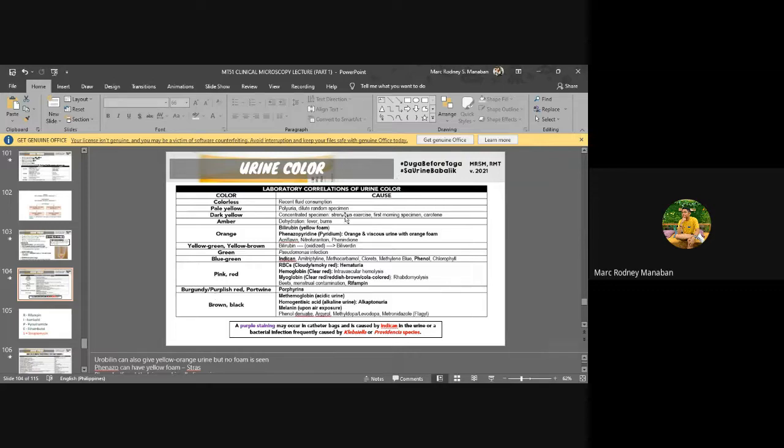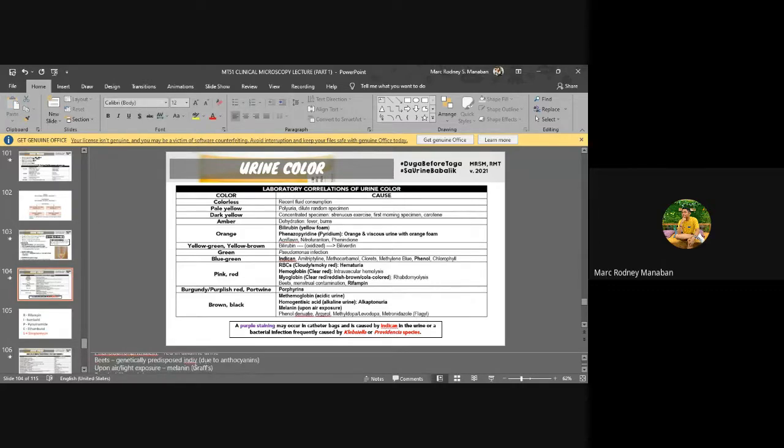Next, dears, take note, phenazopyridine can also produce yellow foam, not orange foam. That's why it can sometimes be mistaken as bilirubin. So phenazopyridine interferes with bilirubin. Take note of that. All right.